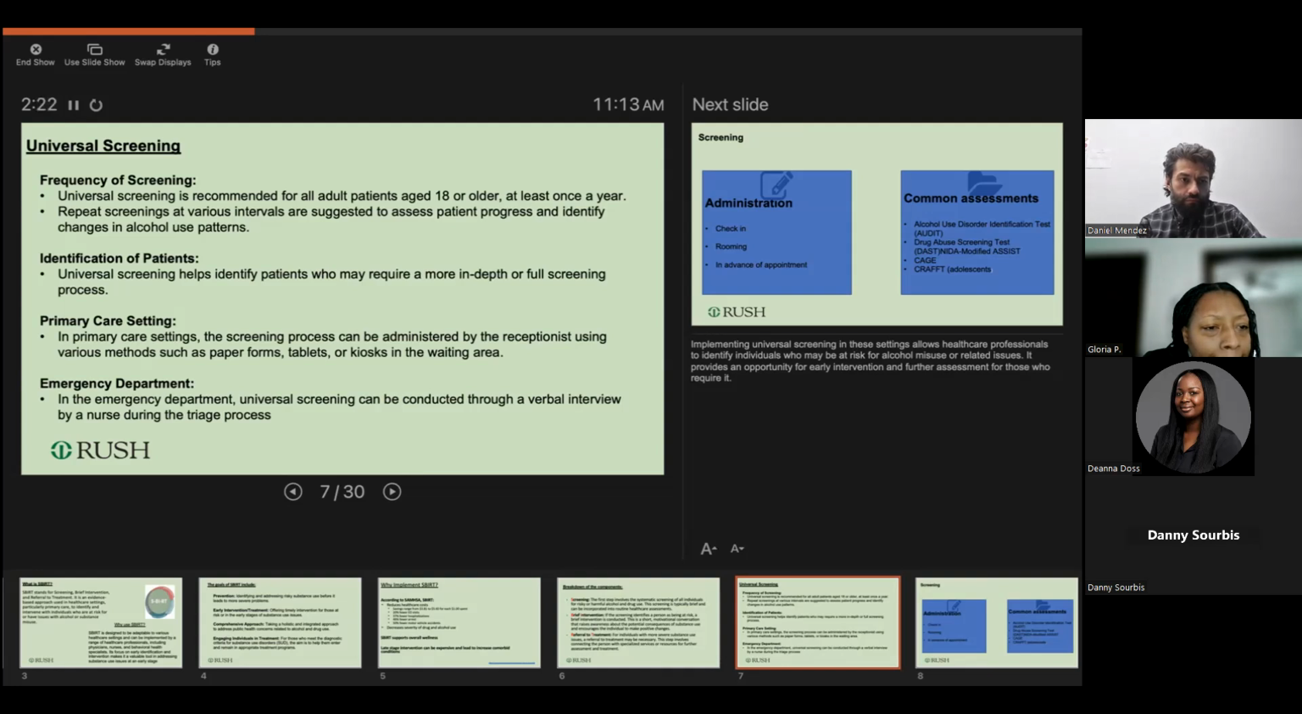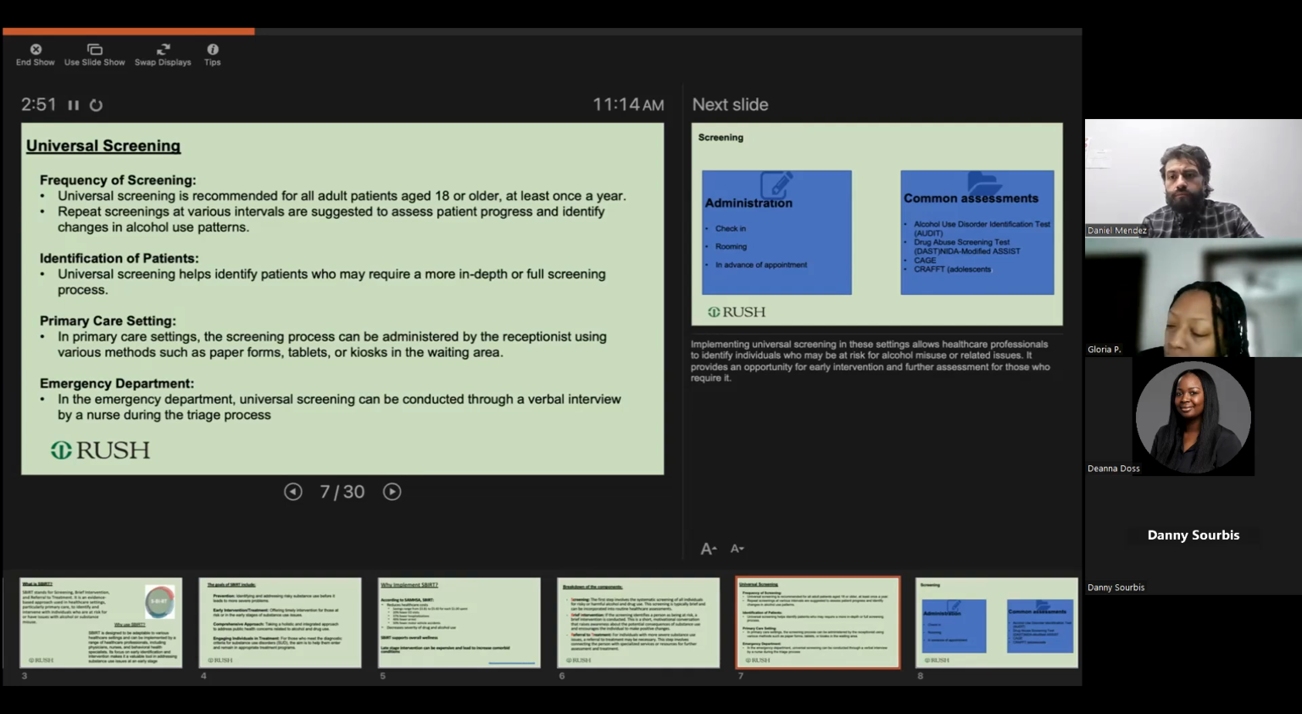Identification of persons. Universal screenings help identify patients who may require a more in-depth or full screening process. In a primary care setting, the screening process can be administered by the receptionist using various methods such as paper forms, tablets, or kiosks in the waiting area. And in an emergency department, universal screening can be conducted through a verbal interview by a nurse during the triage process.